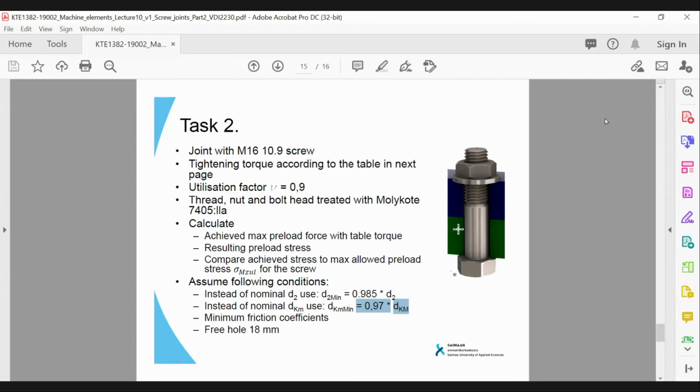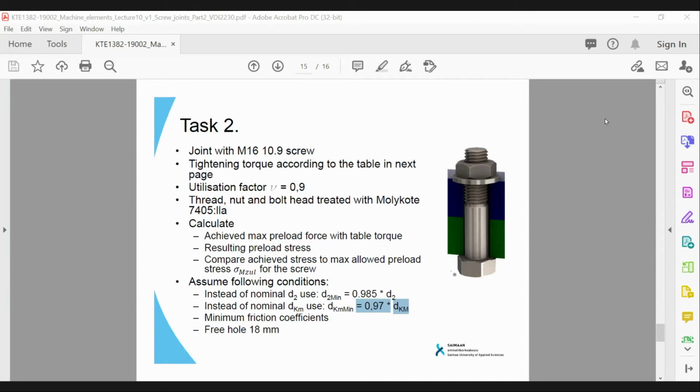Okay, now I got the result that the preload stress is over 1,000 megapascals. Can it be right? Okay. It can be right, and it is going to be. Did you get something like 1378? I got like 1,061 megapascals. Okay, and what was your preload force? Max preload force with the given torque was 152 kilonewtons.